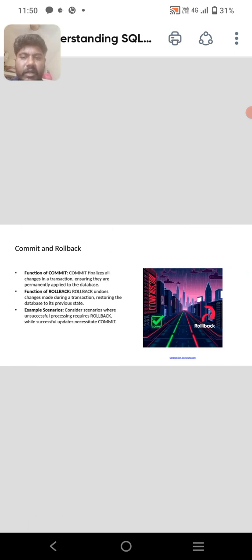The next one is commit and rollback. The function of commit: COMMIT finalizes all changes in a transaction, ensuring they are permanently applied to the database. The function of rollback: ROLLBACK undoes changes made during the transaction, restoring the database to its previous state. As an example scenario, consider cases where unsuccessful processing requires a rollback, while a successful update necessitates a commit.